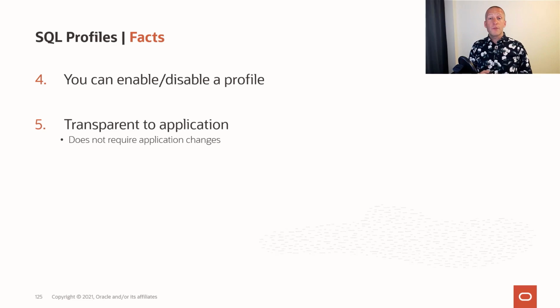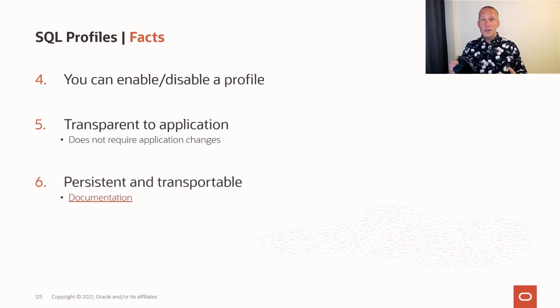It's completely transparent to the application. The application won't know if there is a SQL profile. It will only know that the query completed fast because there was a good plan for it. Profiles are persistent, they survive database restarts, and they are transportable, so you can take them from your test database in OCI back to your on-prem database. But remember, profiles are part of the tuning pack, so you have to have that on the source database if you want to transfer them.